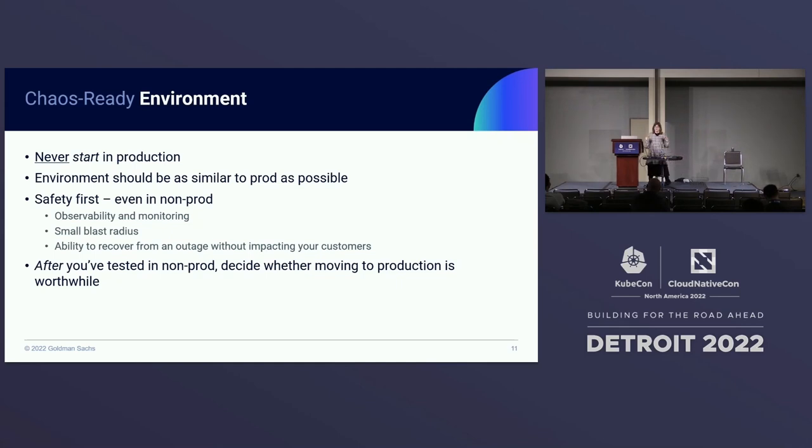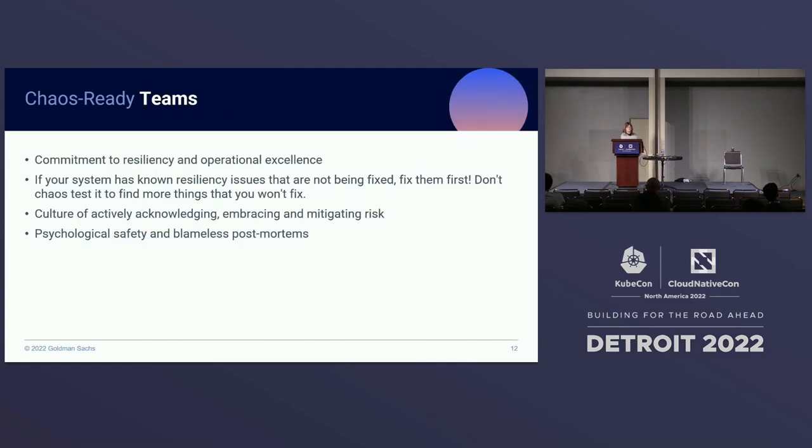After you test in non-prod, then you can have the information to decide whether you want to move to prod and do this in prod or not. You have to consider the risks of doing it in prod, and then also the risks of not doing it in prod. So you have to consider that carefully. Next, I'll talk about chaos-ready teams.